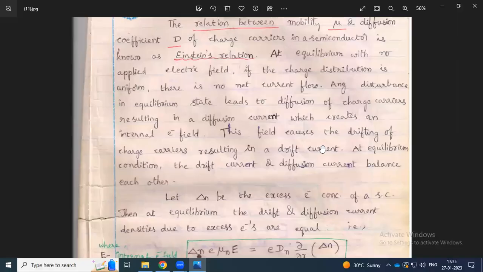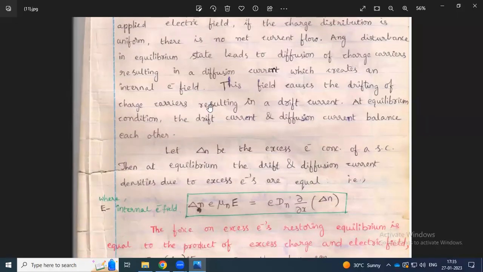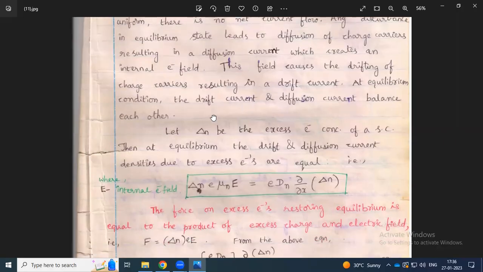What is drift? They are forced to move in one particular direction under the influence of electric field. That is called drift. Drift and diffusion, these two are responsible for the current conduction in a semiconductor. So, at equilibrium condition, the drift current and diffusion current balance each other.